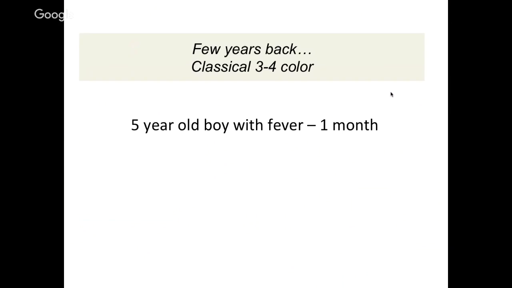This is a 5-year-old boy who came to us with fever for 1 month. And I'm showing this case. This is almost a 13, 14 year old case with us, early 2000s or late 1999 or 2001. That time we used to do three colors flow cytometry. So this boy came to us. I'm just showing you this for historical reasons. We do not do three colors now, and nobody in the United States also does three colors, but still very interesting to share with the young postgraduates. So smear reveals acute leukemia.